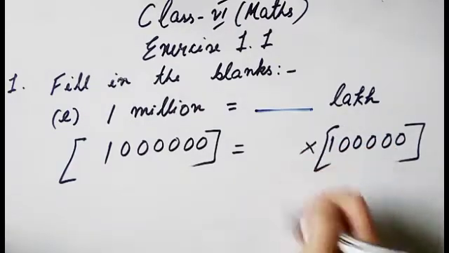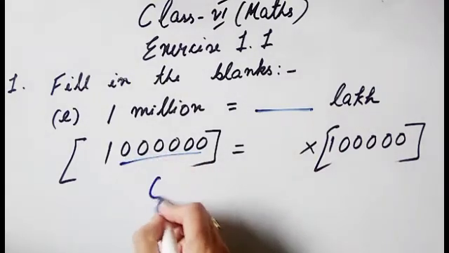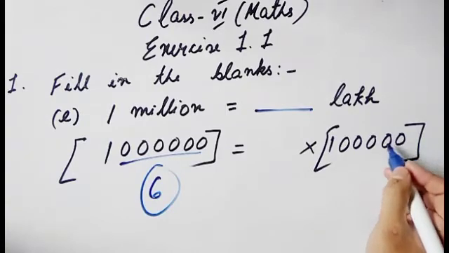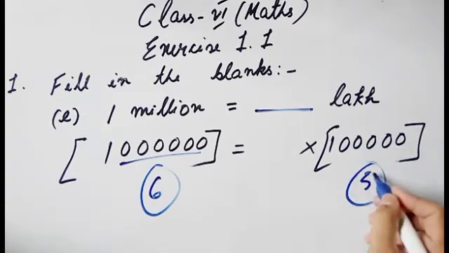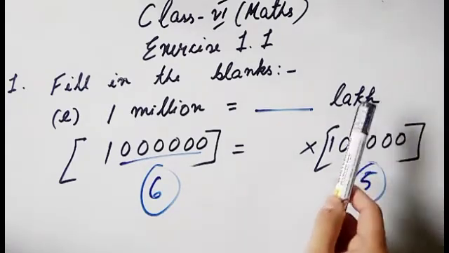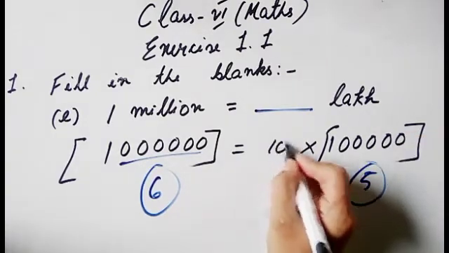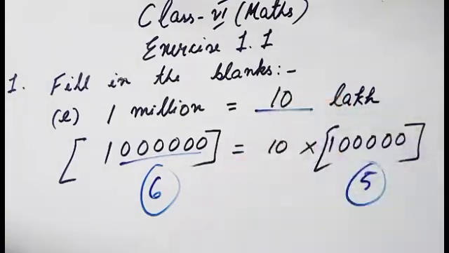Let us count the number of zeros. In 1 million there are 1, 2, 3, 4, 5, 6 zeros. In 1 lakh there are 1, 2, 3, 4, 5 zeros. Right, students? So in order for this lakh to be equal to 1 million, we need 1 more zero, right? So 1 lakh will be multiplied by 10. Hence our answer will be 10. 1 million equals 10 times of 1 lakh. Okay, students. So that's how we are going to solve this question number 1, fill in the blank.